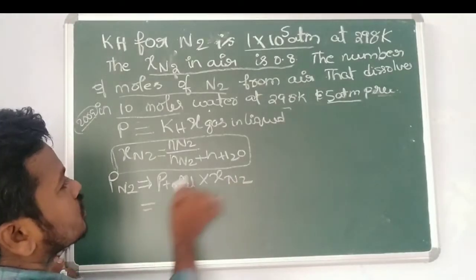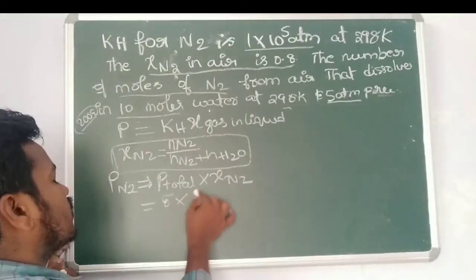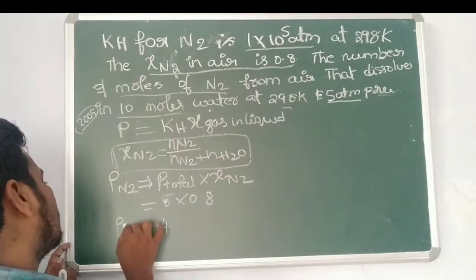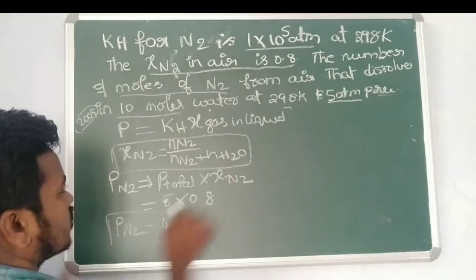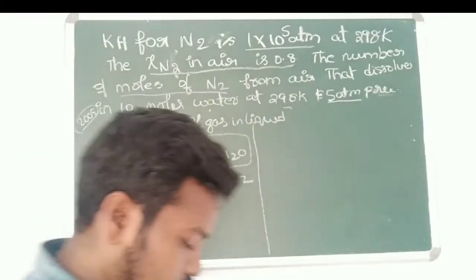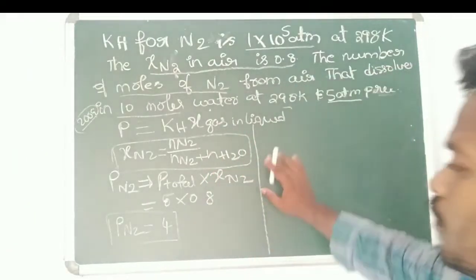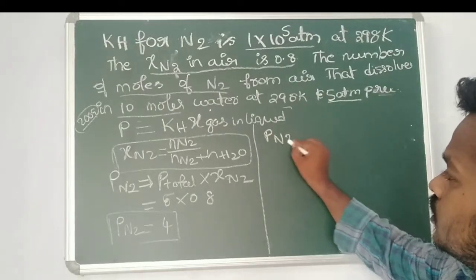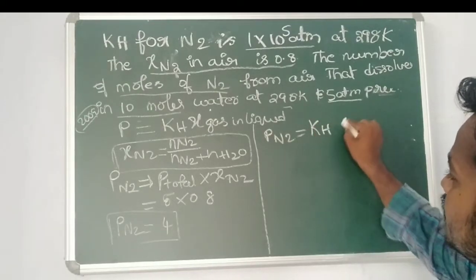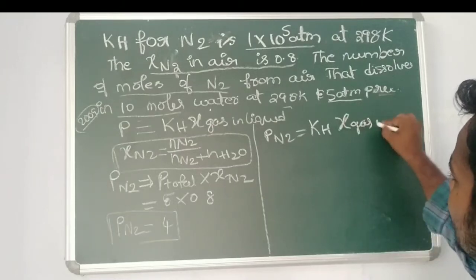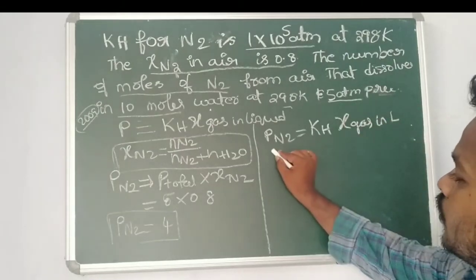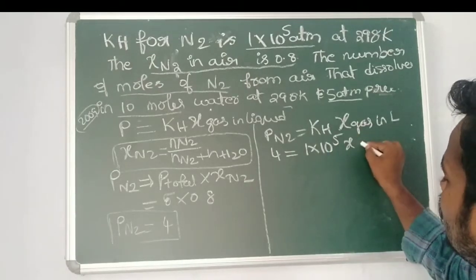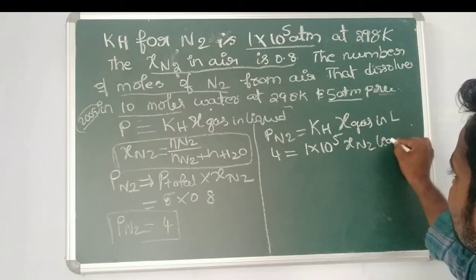So total pressure how much? Total pressure is equal to 5, mole fraction is equal to 0.8, so we got the partial pressure of nitrogen as 4. So just substitute here: PN2 is equal to KH multiplied with the mole fraction of the gas in the liquid. So 4 is equal to 1 into 10 to the power of 5 multiplied by the mole fraction of N2 in the liquid.